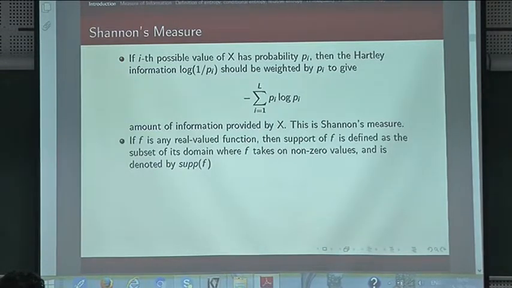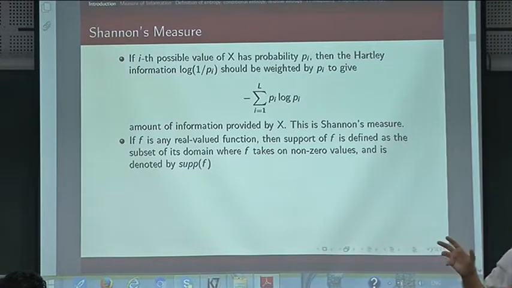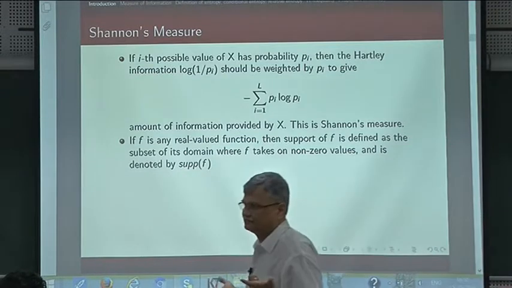If f is any real valued function, then support of f, we will need this definition of support. Support of f is defined as the subset of its domain where f takes on non-zero values and is denoted by supp f. So, for any function, look at its domain in which it is non-zero. That part of the domain is known as the support of f.